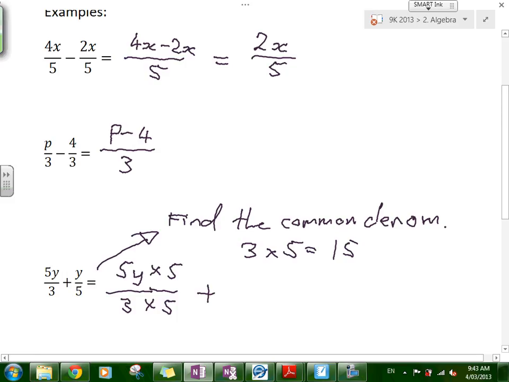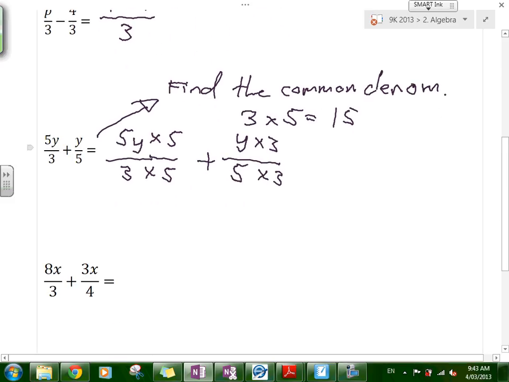Now, I'll go to the next one. How do I go from 5 to 15? How do I times by 3? So I'm going to multiply the bottom by 3 to make it into the denominator of 15. What do I have to do to the top then, which is y? I have to also do the same. I multiply it by 3. Now, I'll just move it up.